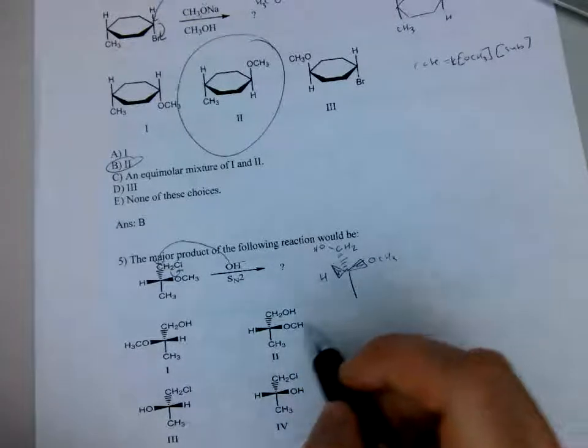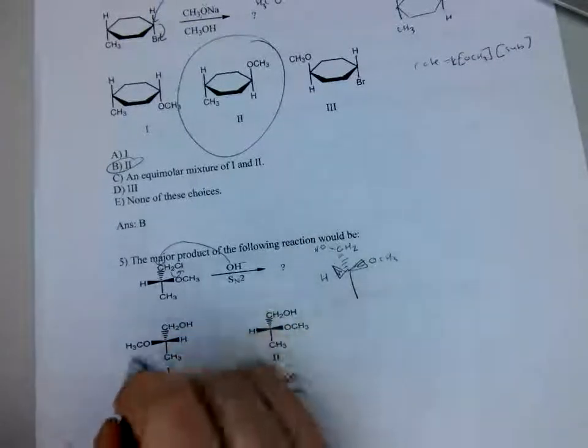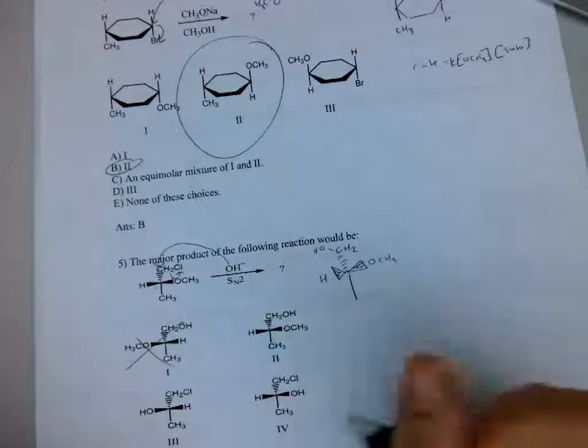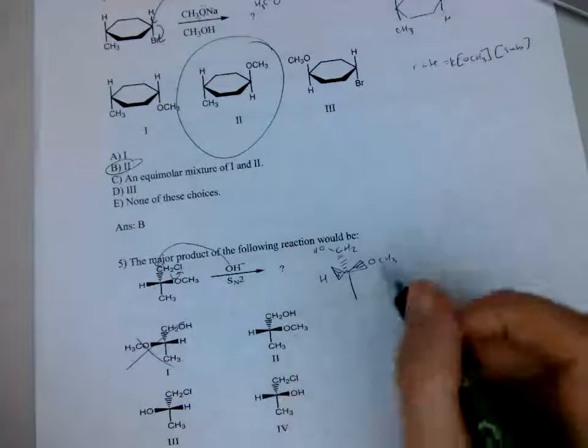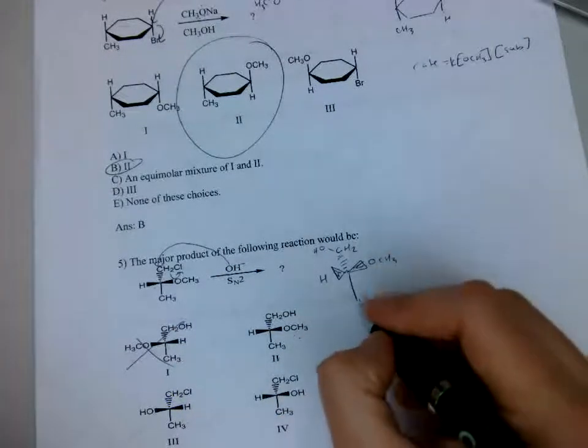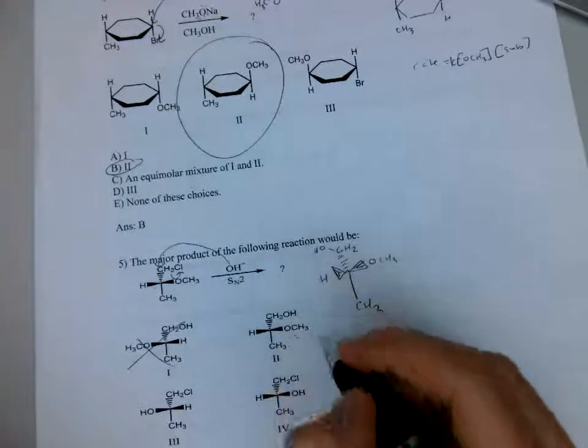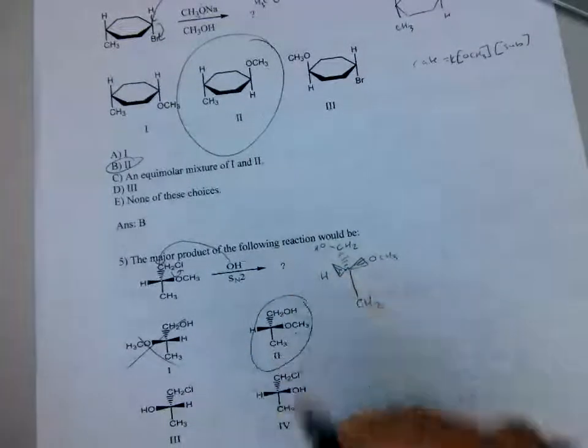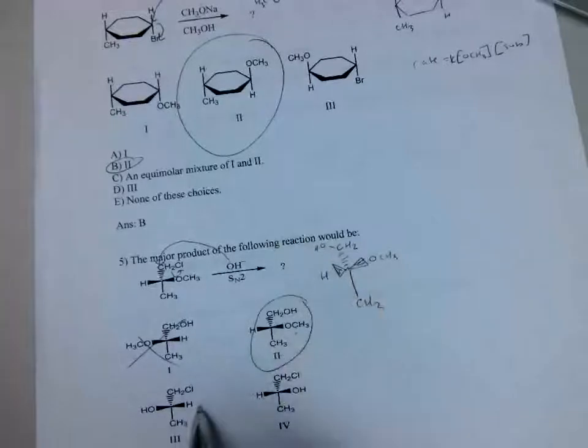So this one flips the OCH3 over, so that's not right. This one keeps the OCH3 where it is. There's a CH3 down here and a hydrogen here. This looks like the right answer to me. Just in case, I'm going to check.